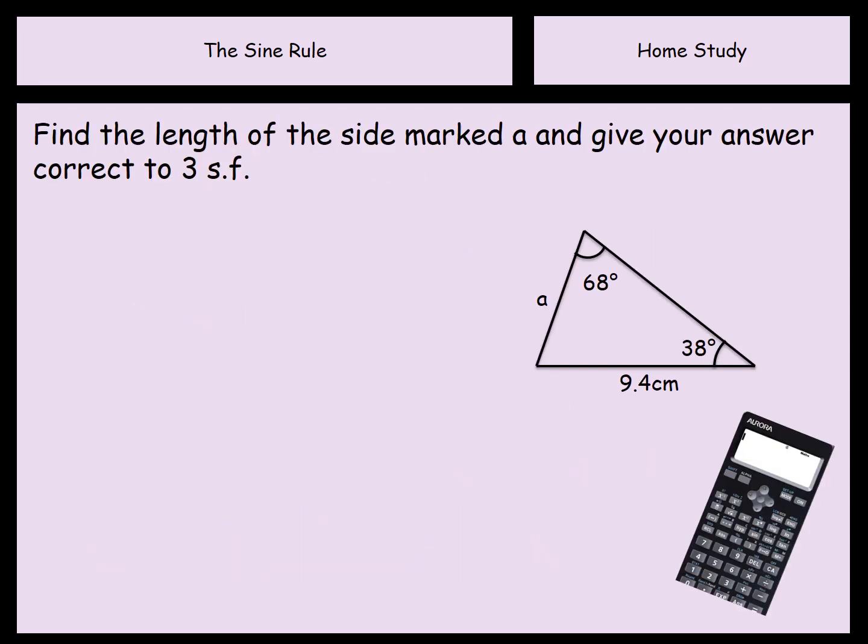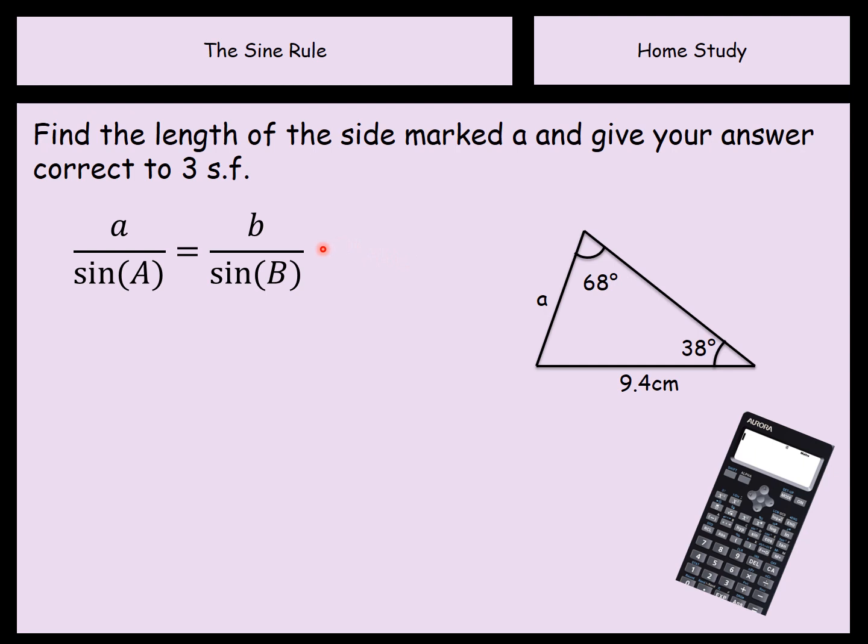Okay, so let's do an example. Now, this is all going to be using your calculator, so you need your calculator out to do this. The question says, find the length of the side marked a and give your answer correct to three significant figures. Now, what's interesting is we've got this opposite situation. We've got an angle and a side on the opposites, and we've got a missing side and an angle, again, on opposites. So the first thing we do is we write down our sine rule.